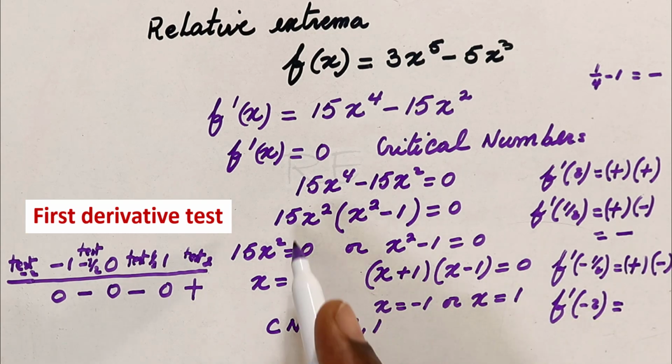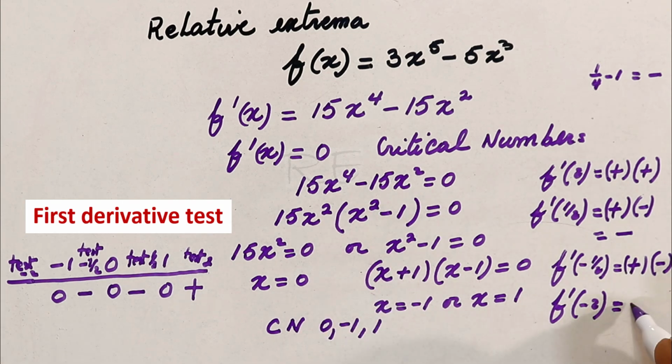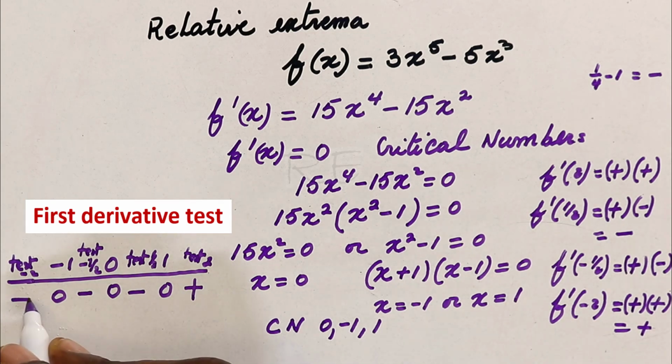-2, the first one will be positive. So it's going to be positive. The second one will be -2 squared, which is 4. 4 minus 1 is positive.